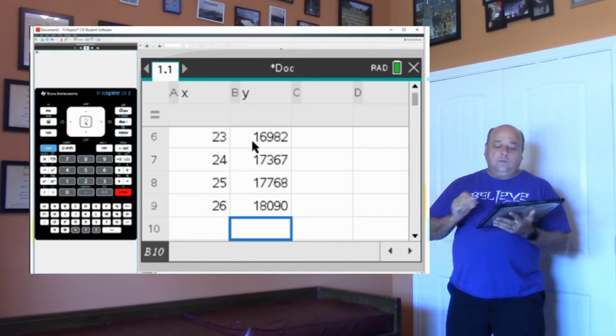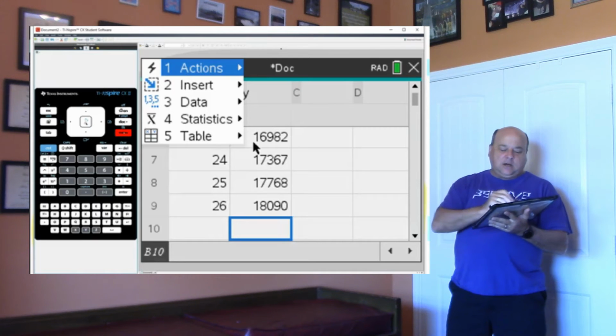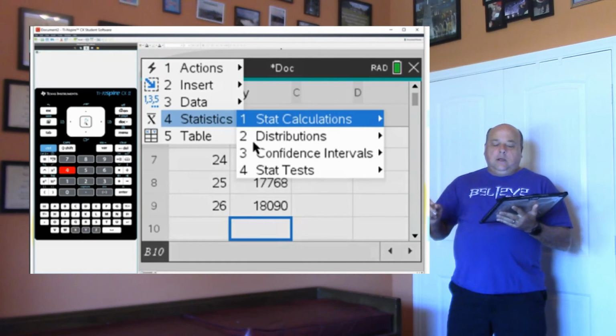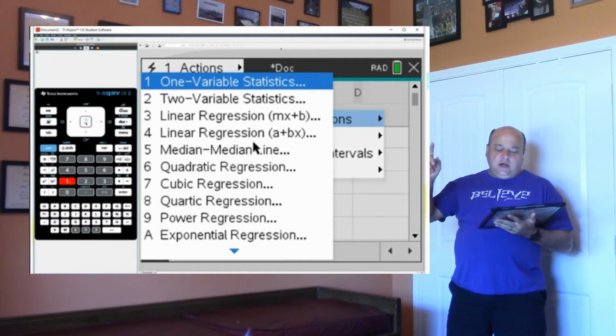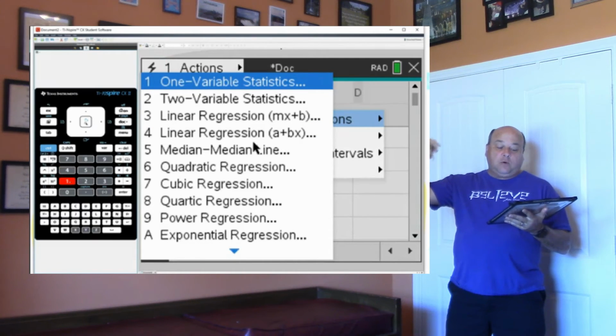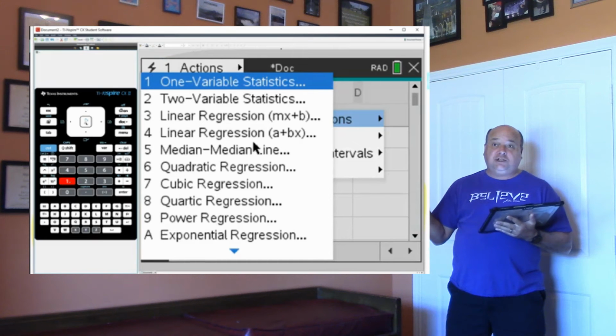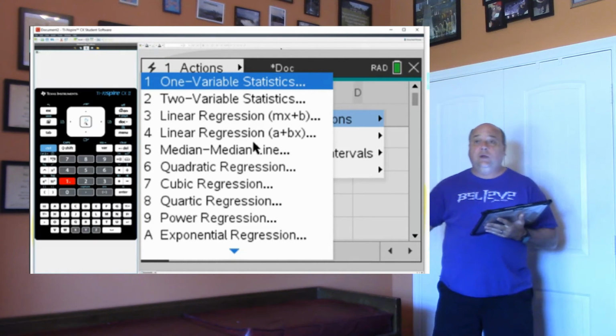You're going to hit menu. You want to do a stat calculation. So 4. You're going to run a stat calculation. 1. Now then, when you get here, notice you can do a quadratic regression or an exponential regression also. We've just been doing linear.